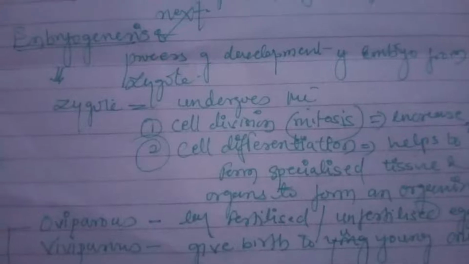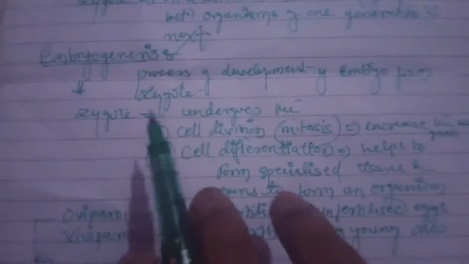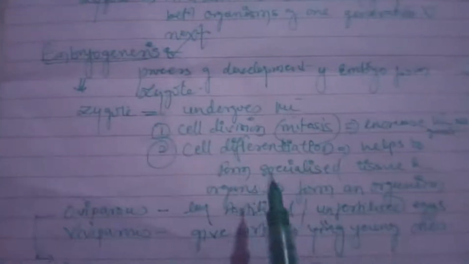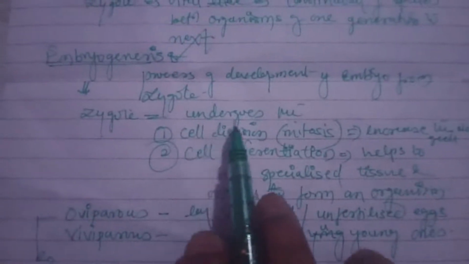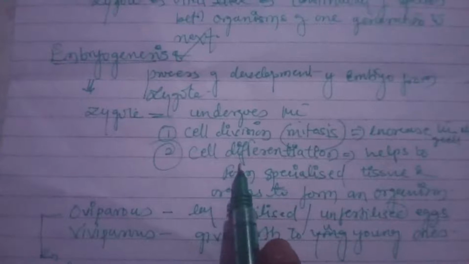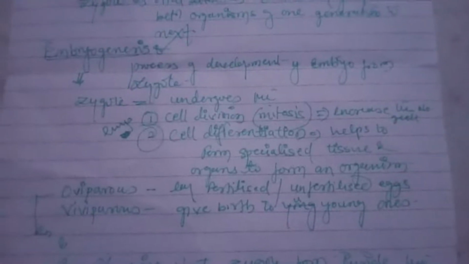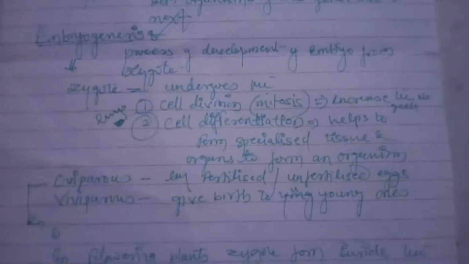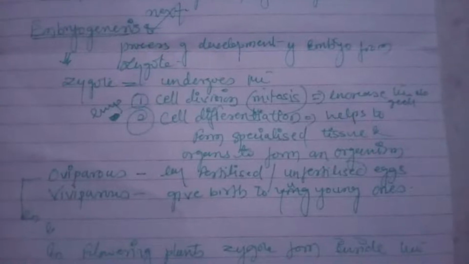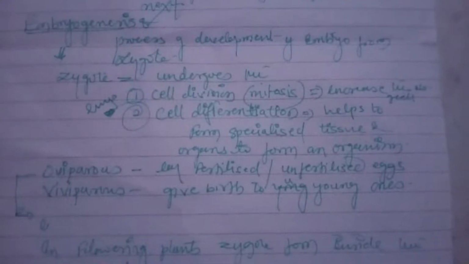Now, what events take place in embryogenesis? This is very important. In embryogenesis, two things are going to happen: one is cell division and the other is cell differentiation. This was asked in a previous year's exam. What main events take place in embryogenesis? That is, the zygote undergoes cell division and cell differentiation.